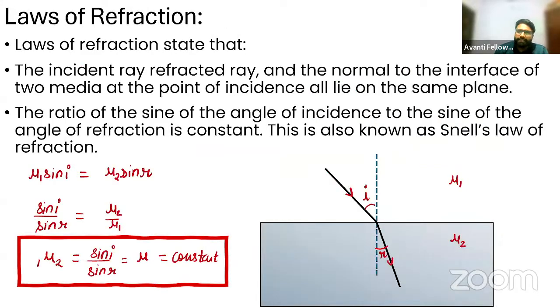Now, firstly, we will study the laws of refraction. Then we go to total internal reflection. What is that? We will also elaborate.